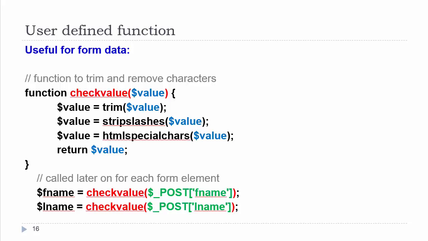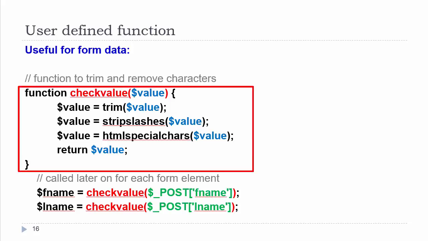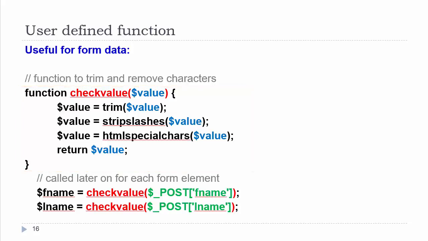So these are 3 functions that you would use before you were to retrieve the value of a form element. And it would be very cumbersome to use each one separately. So what we have done, we have created a function called checkValue. It takes one parameter. And what we're doing, we are essentially executing these 3 other functions inside. We are first trimming the value, then we are stripping the slashes, then we are executing the htmlspecialchars function, and we are returning the value that now is the value that we want, which will be used later on in the program.